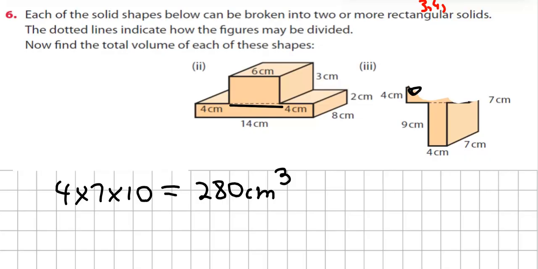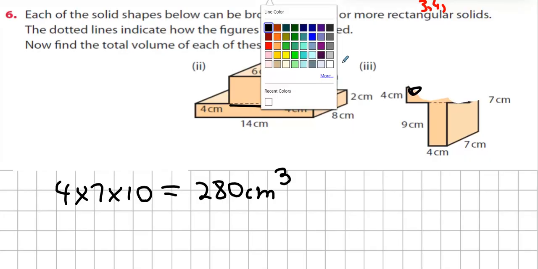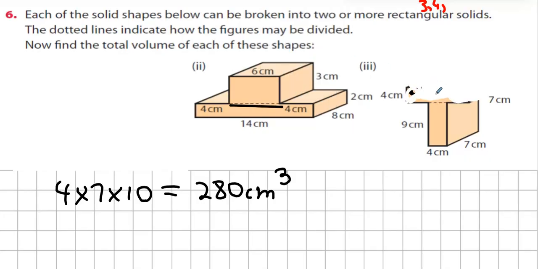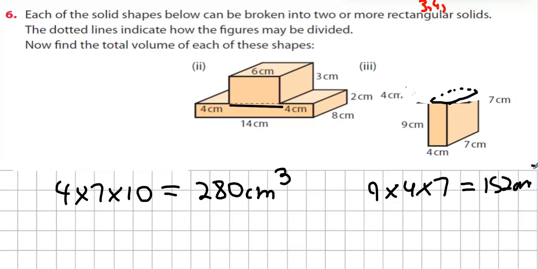Oh, wrong color. Come on, you. Okay. So what's left then on the bottom one, guys? What size do we think this is? 9 by 4 by 7, and what do you get? 252. Add them together.